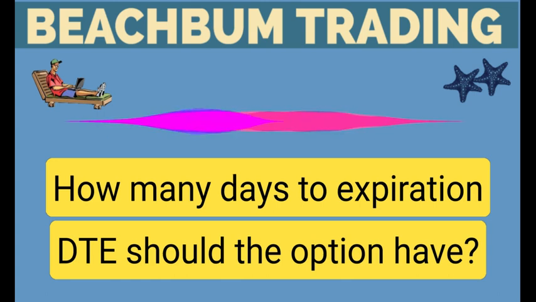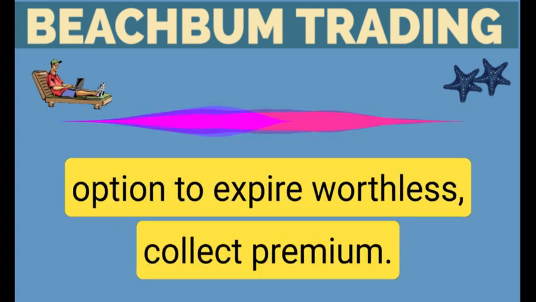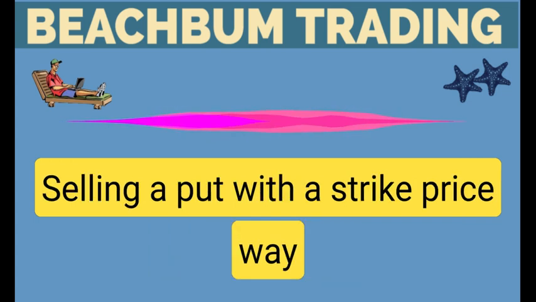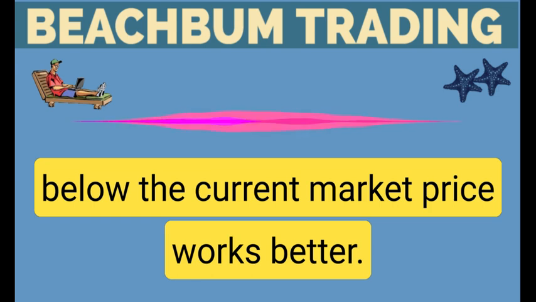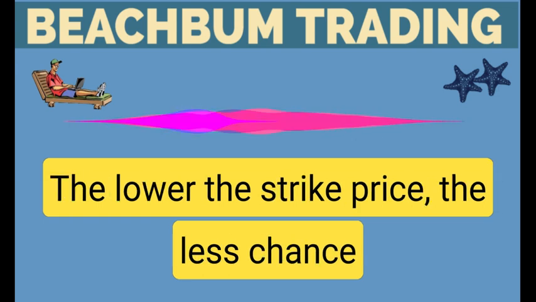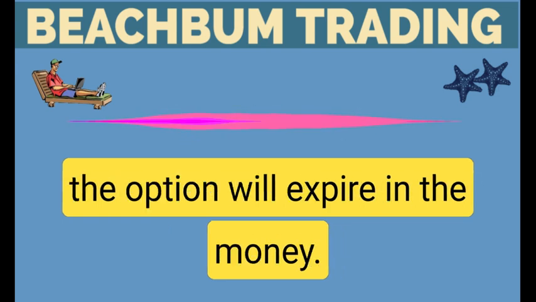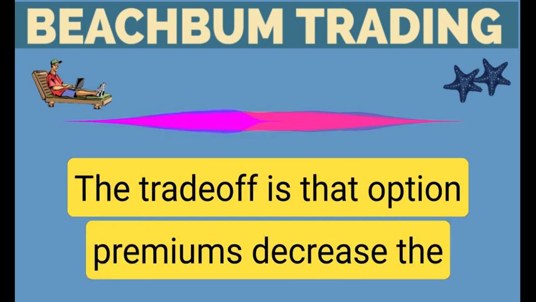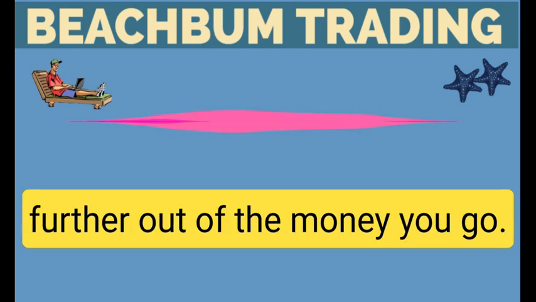How many days to expiration, DTE, should the option have? If the goal is for the option to expire worthless and collect premium, selling a put with a strike price way below the current market price works better. The lower the strike price, the less chance the option will expire in the money. The trade-off is that option premiums decrease the further out of the money you go.